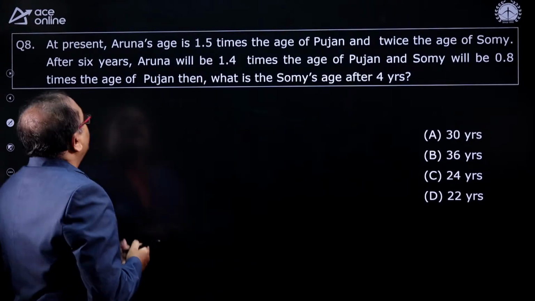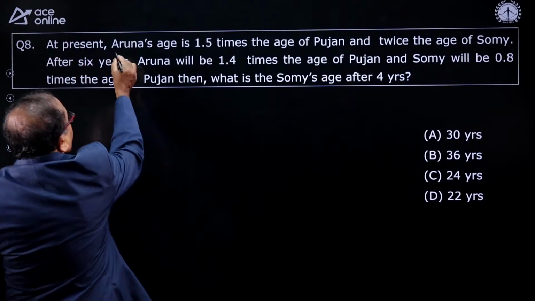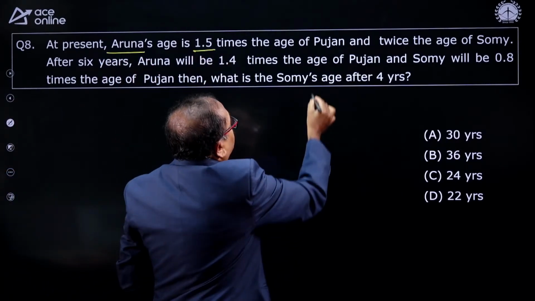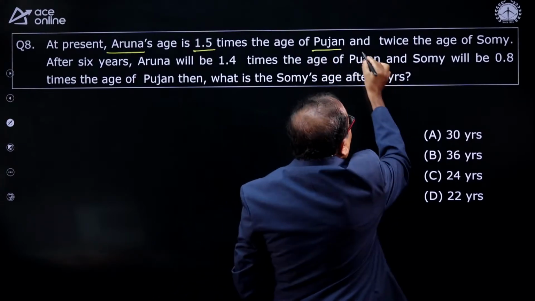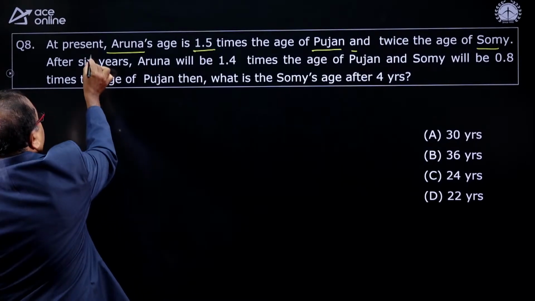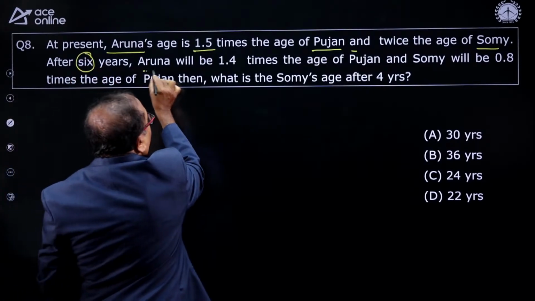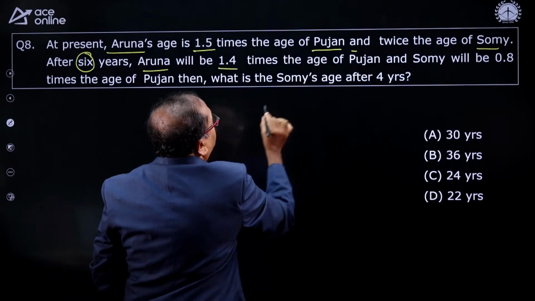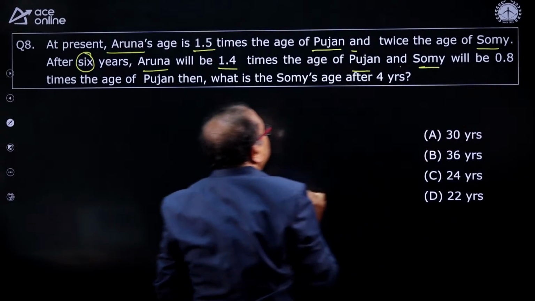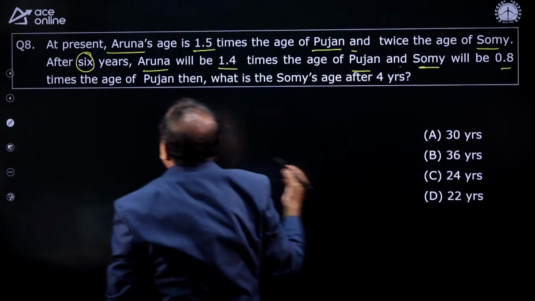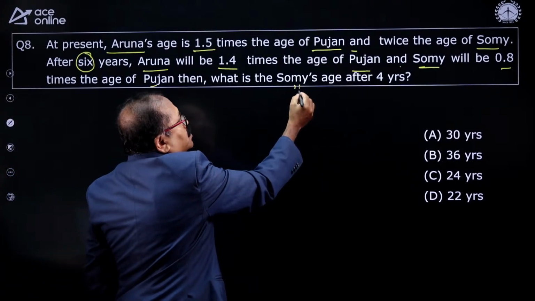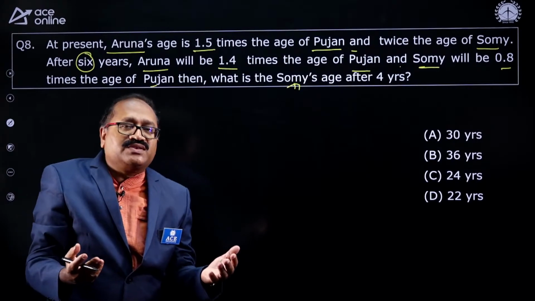Okay? Fine, sir. So at present, Aruna's age is 1.5 times that of Poojan's and twice the age of Somi. After 6 years, Aruna will be 1.4 times the age of Poojan and Somi will be 0.8 times the age of Poojan. What is the present age of Somi? Similar to the previous question.